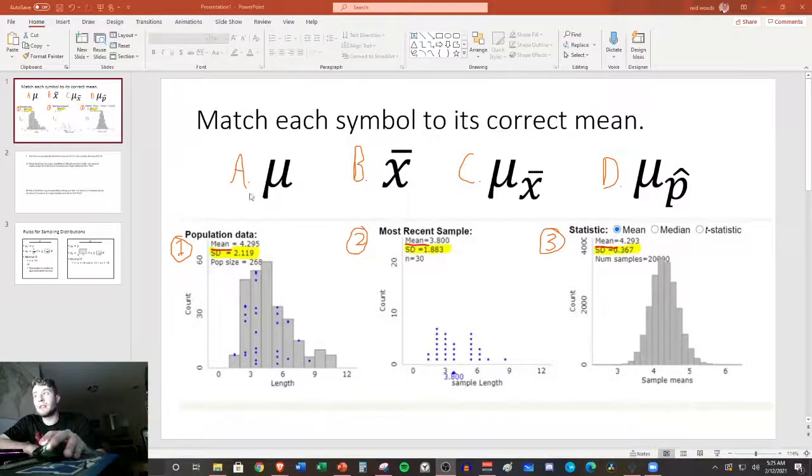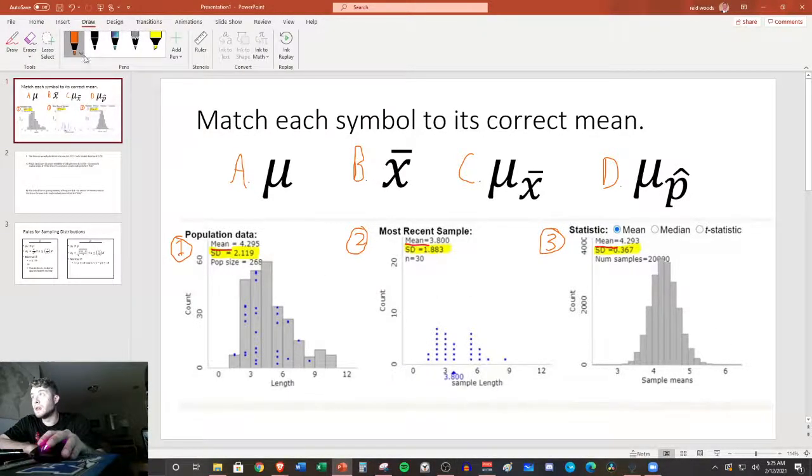Okay, so let's talk about this. First off, this first distribution is the population data. So the symbol that we use for population mean is going to be this one. This is mu, and it represents population mean. So this was the word lengths of the Gettysburg Address. Mu is the mean word length of all of those words. It's the population mean, okay?